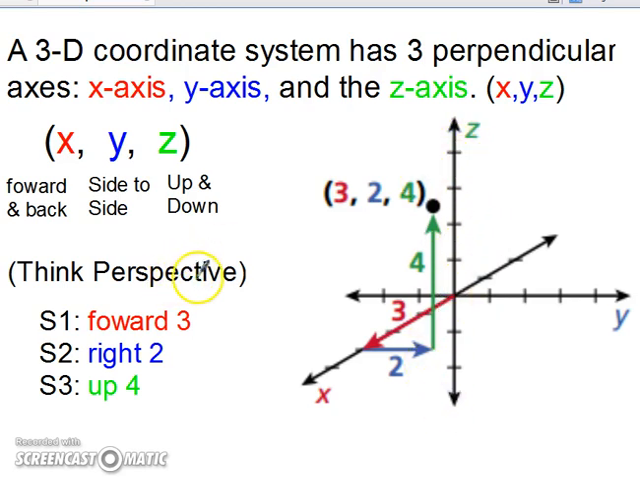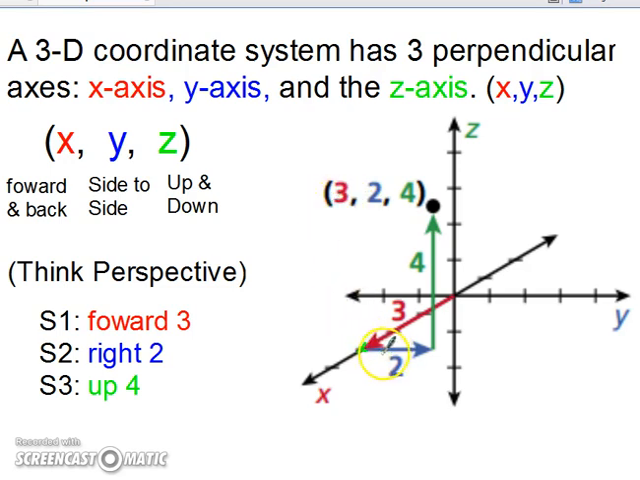Think perspective. So, if you were to be given the point 3, 2, 4, well, step 1, go forward since your X is your 3, and that's forward and back. So you would come forward 3, and then kind of pause. Alright, so then we have a 2. That's when we go side to side, so left and right.